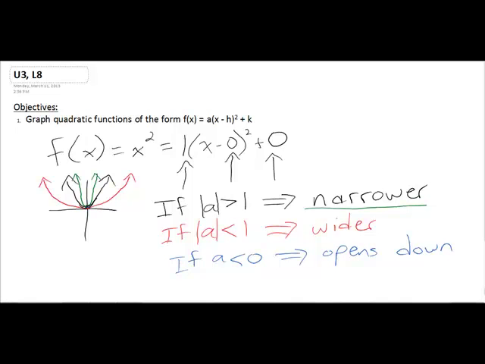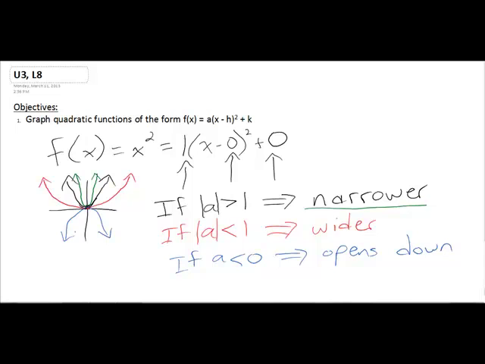So it would be coming down here like this. Okay, again, terrible drawings, I apologize. So there's a bunch of information that a tells us just by itself. We look at a, that number in front of the parentheses, and we know whether it's wider, narrower, or whether it opens up or opens down.